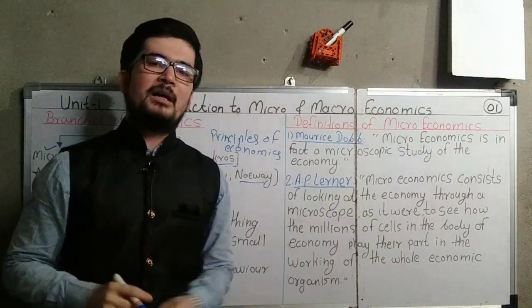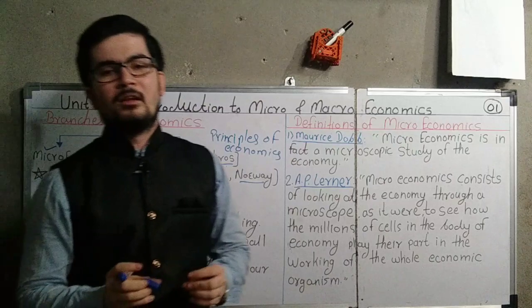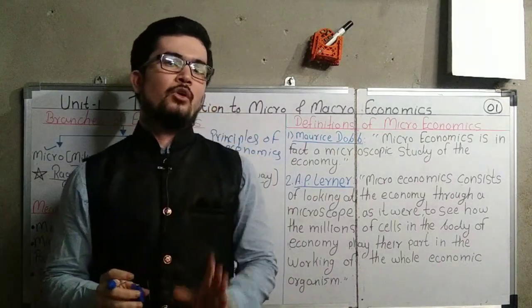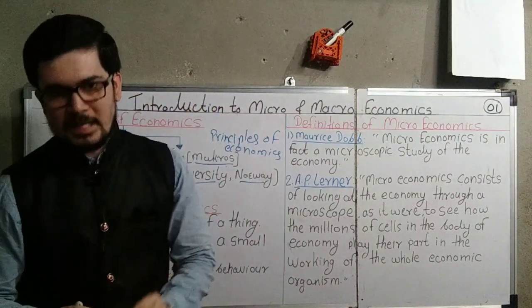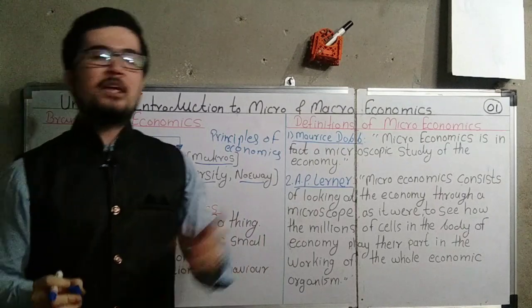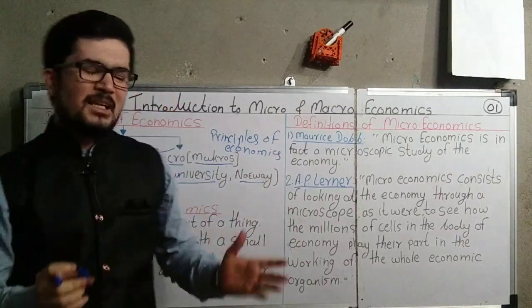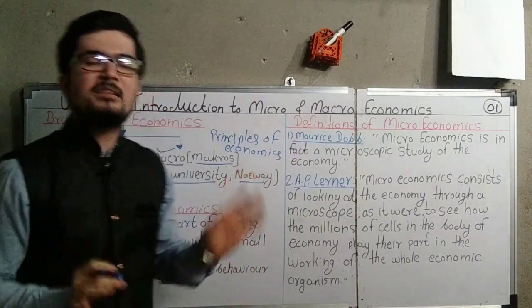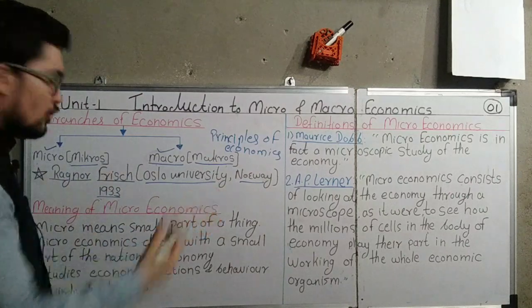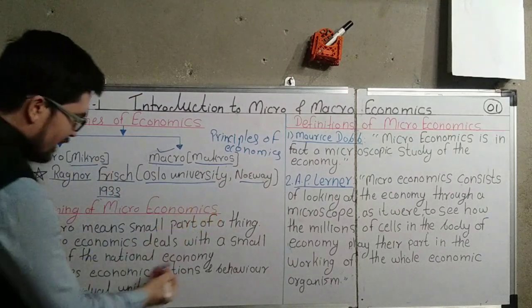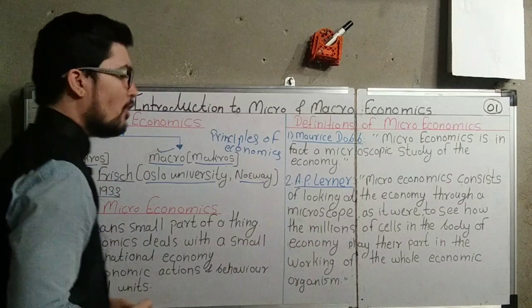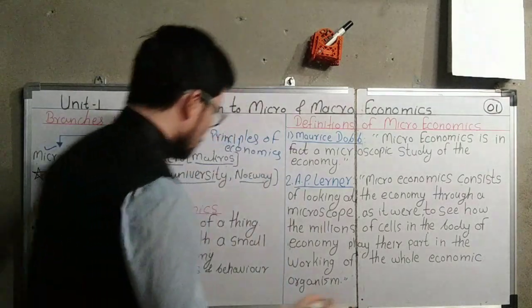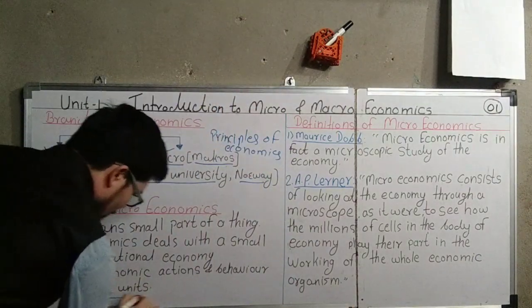Which are these small parts? We can say that we deal with the particular consumer, only one consumer, one seller, one producer, the price of one commodity. All these things, when we discuss them in parts, are part of microeconomics. Then it studies the economic actions and behavior of the individual units. This word is very important, individual units.